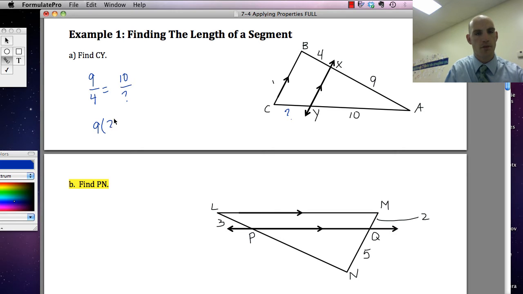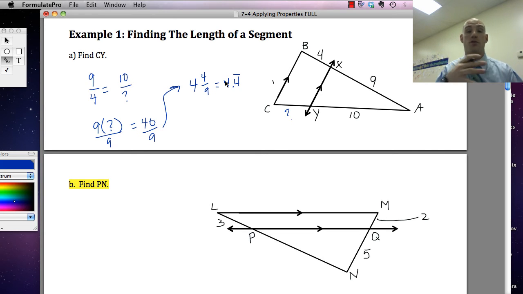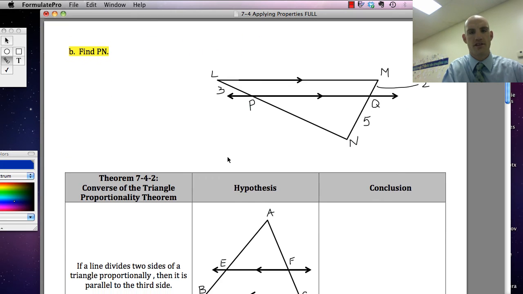So 9 times what I don't know is equal to 40. Divide by 9. Divide by 9, and what I end up with is 4 4/9, because 9 goes into 44 times, it's 36. I've got 4 left over, so really this is 4.4 repeating. Okay, so that's a very simple way to solve for the length in a triangle. Let's see if you can try the next one. It's a little bit different because it's turned, but I think you can try this one, so bring that one to class when you come. Okay? Let's move on to the next theorem.